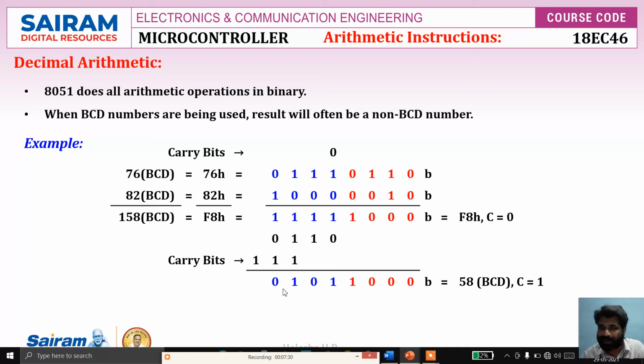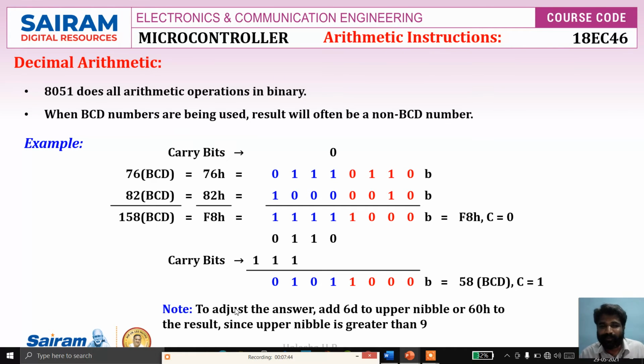So this will be considered as the most significant digit, that is 1. So now the result is 5 and 8, 58 BCD with the carry. And this carry will be considered as the most significant digit, which is 1. So what we did to adjust the result: add 6 to the upper nibble, or 60 to the result, since the upper nibble is greater than 9.